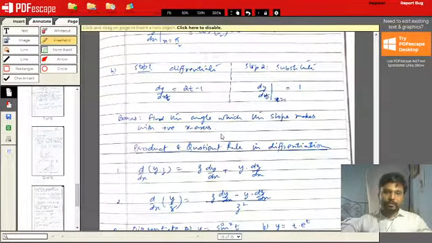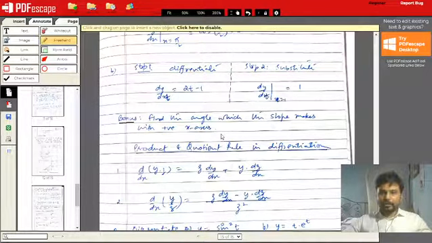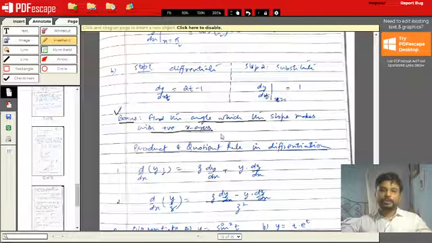Next, there is a question to find the angle which the slope makes with the positive direction of x-axis. So this one you can try at home.